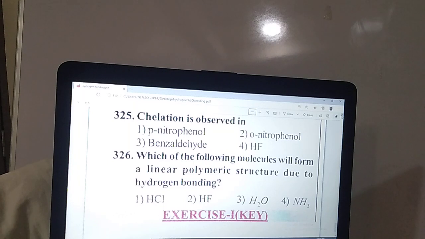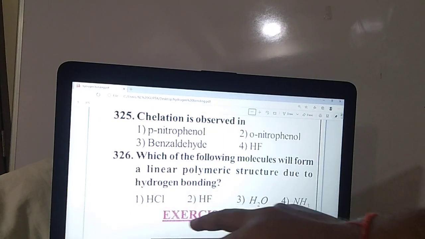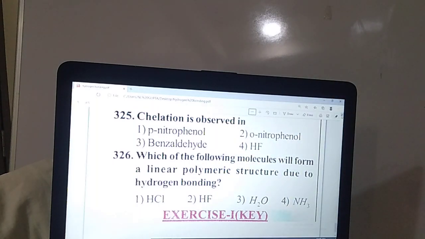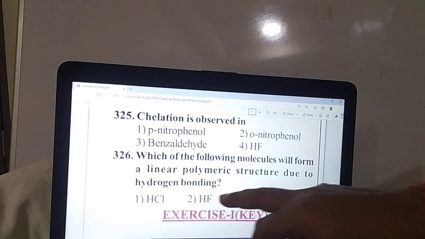Now 326. Which of the following molecules will form a linear polymeric structure due to hydrogen bonding? HCl, we know, does not form hydrogen bonding. H2O has a bent shape. Ammonia has a pyramidal shape. So what is left? HF, only 2 atoms. HF always has a linear polymeric structure with hydrogen bonding.